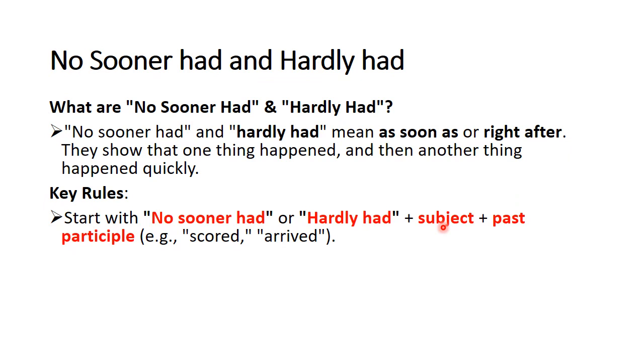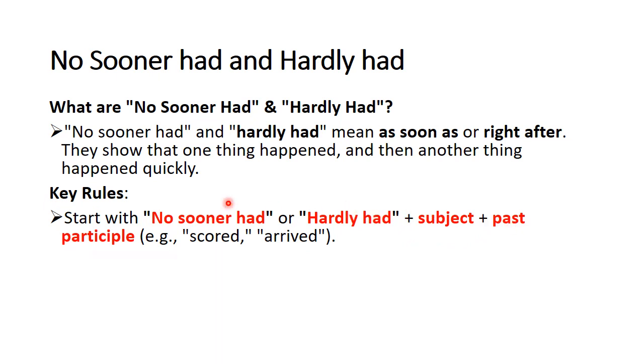Subjects are words like he, she, I, they. Those are the words that are going to follow no sooner had or hardly had. Words like he, she, they, we, I, it. Then after that you have to put a past participle. A past participle is a tense of a verb.